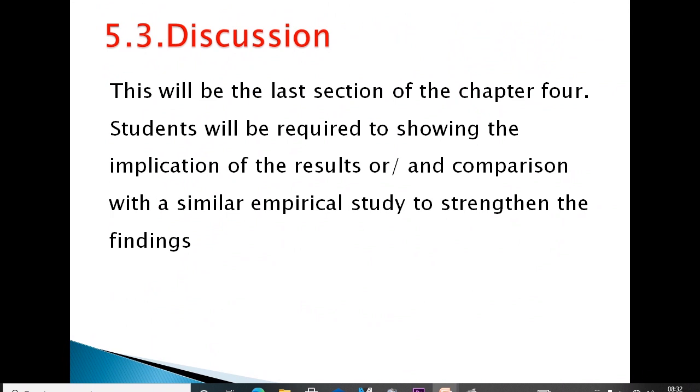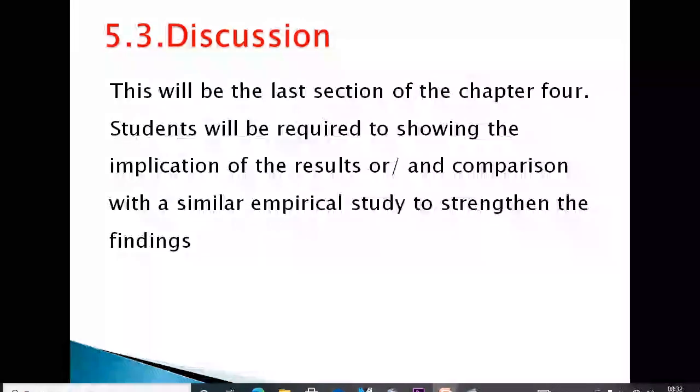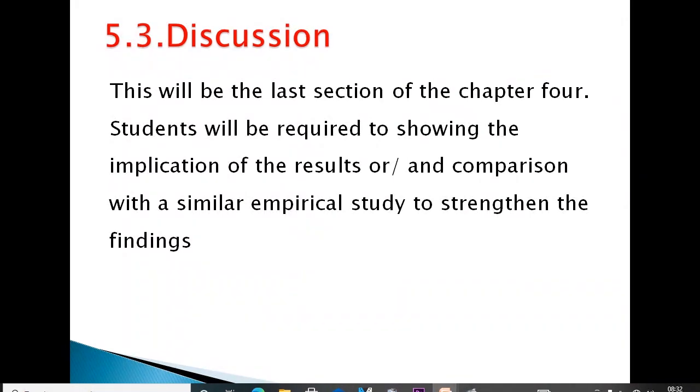Then in this chapter also, he presents what we call discussion. This is the last section of data presentation, analysis, and interpretation. Here, the student is required to show the implication of the results and the comparison with similar empirical studies to strengthen the findings.